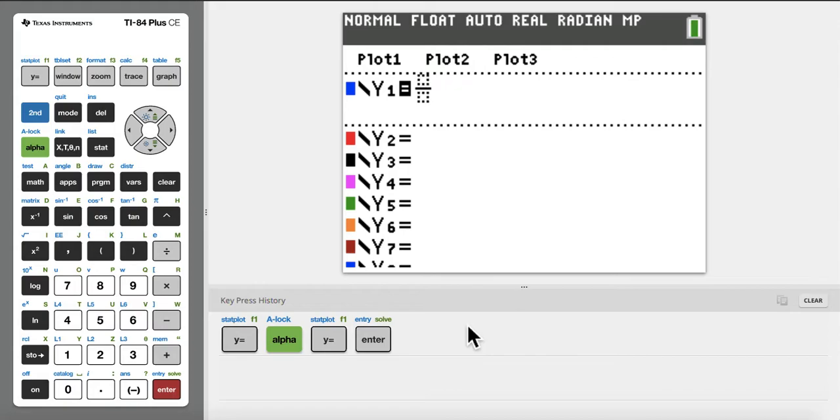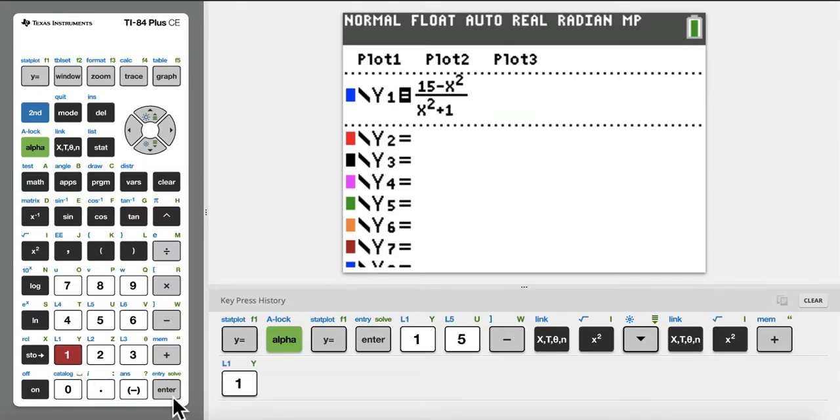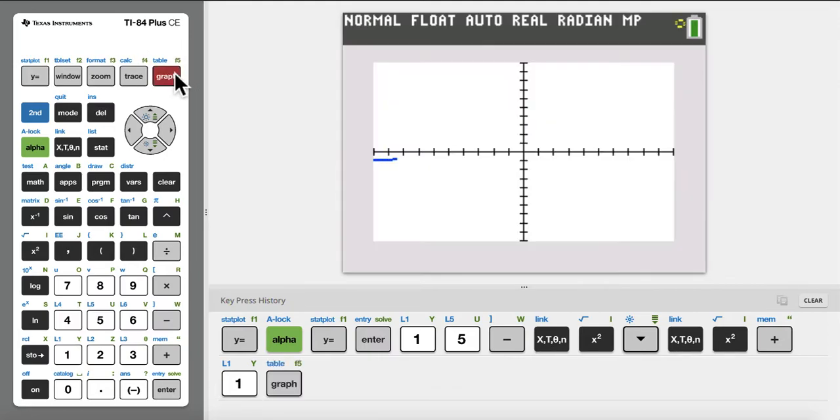For the numerator of my fraction, I'm going to use 15 minus x squared. To get down to the denominator, I use my down arrow, and my denominator is going to be x squared plus 1. Then, to graph it, we simply hit the graph button.